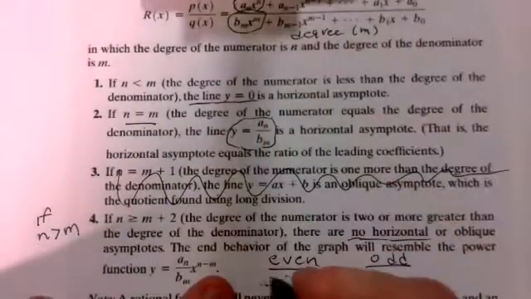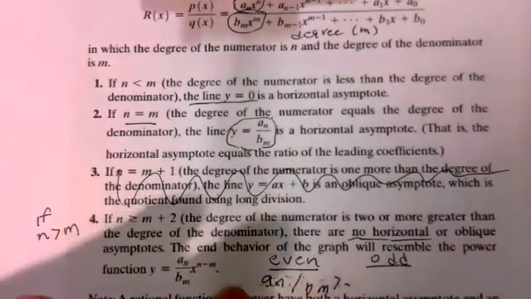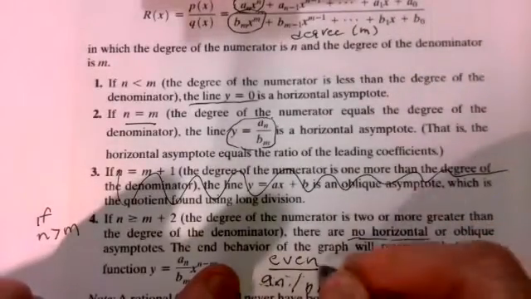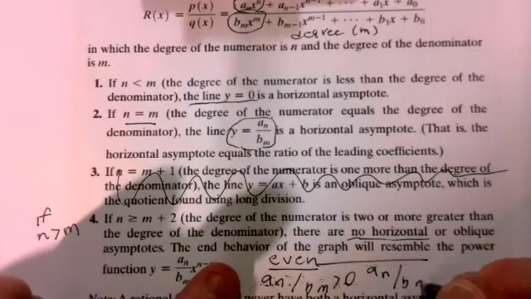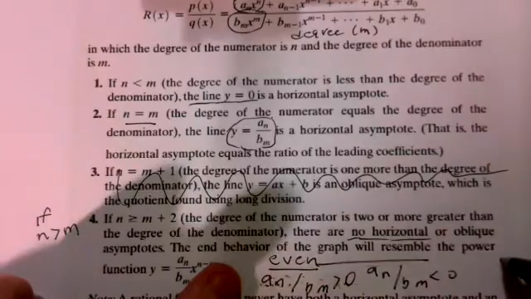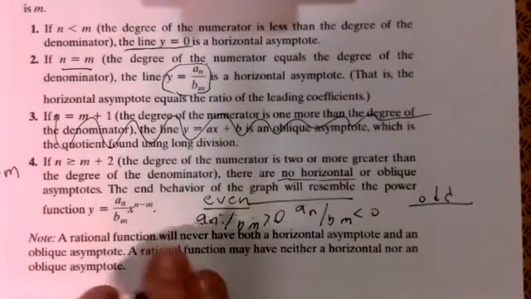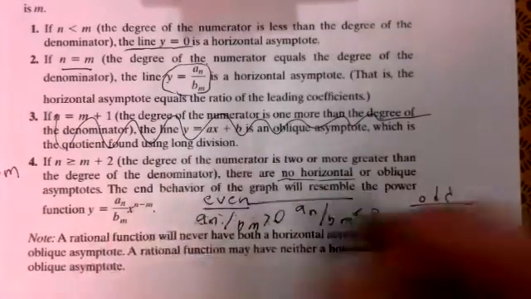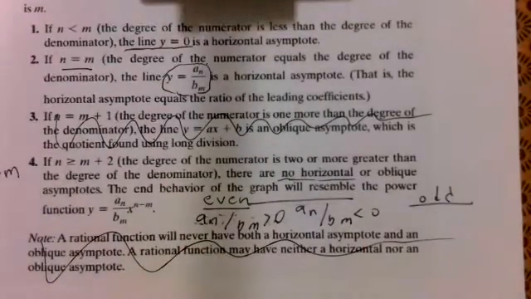So a sub n over b sub m positive. Or the other case would be a sub n over b sub m negative. And then we'd have the same cases over here for odd. So remember that when we were talking about polynomials and end behavior. So a rational function will never have both a horizontal asymptote and an oblique asymptote. We're not going to worry about the oblique, so you can just forget about that if you want.